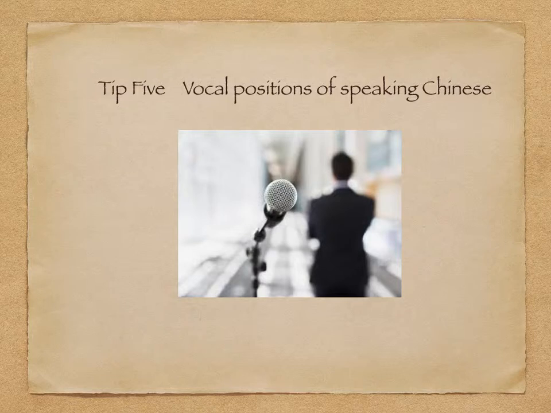The last tip I want to give you is the vocal positions of speaking Chinese, which are totally different from the vocal positions of speaking English. That is how the Chinese accent comes from. The vocal positions of speaking English are the rear parts among your vocal organs, like your throat and your lungs. So the voice sounds very firm. The vocal positions of speaking Chinese are the front parts among the vocal organs, such as your lips and mouth. So the voice sounds very light.